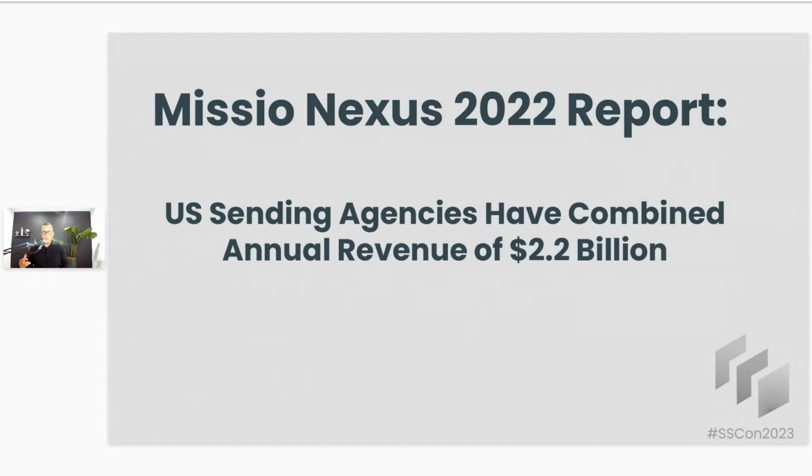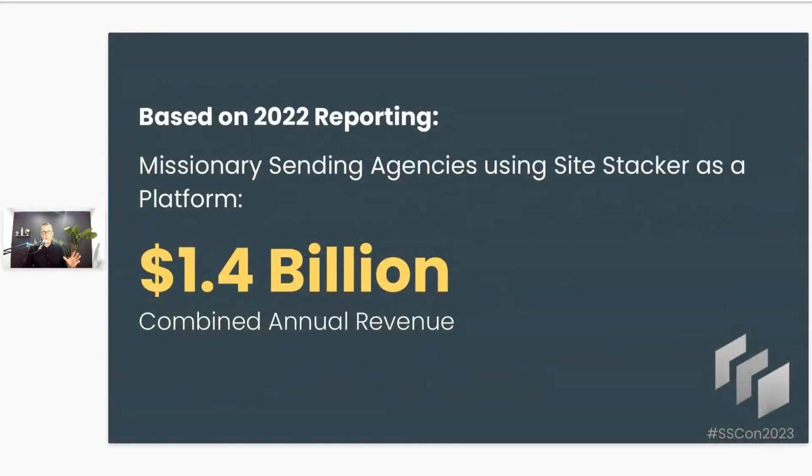I wanted to talk about our missionary sending agencies. The Missio Nexus report for 2022 showed us that U.S. sending agencies had what they estimated to be, of the ones they evaluated, a combined revenue of about $2.2 billion. So that's about the size of the effort, if you want to put it that way, of U.S.-based missionary sending: about $2.2 billion in combined revenue. And based on that same 2022 reporting that we were able to obtain, the missionary sending agencies that use SiteStacker as a platform represent about 1.4 billion of that revenue.